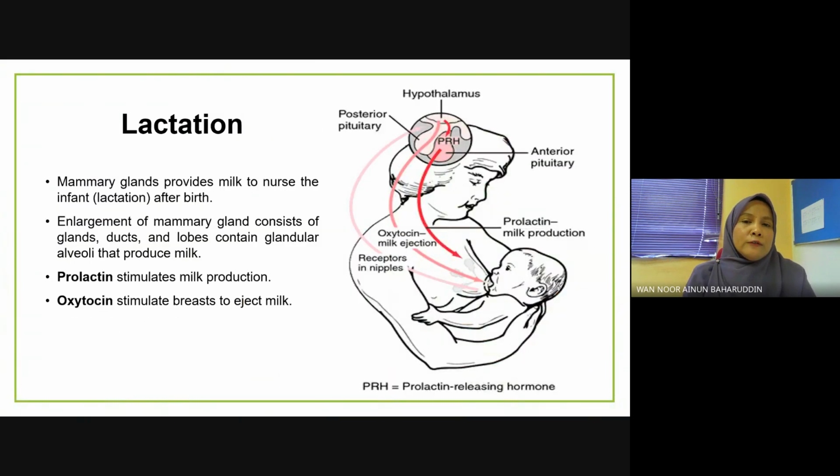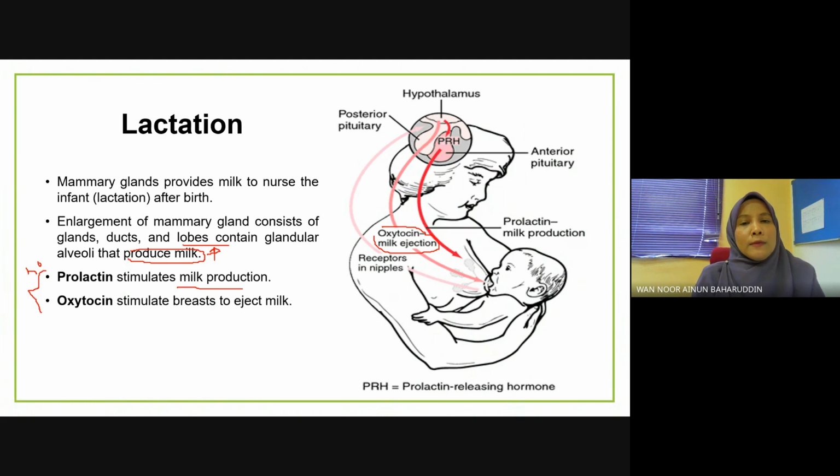And we do have the lactation phase after that because of the oxytocin. Oxytocin is released, so it ejects some of the milk. Okay, and then it provides milk to nurse the infant. Lactation is the enlargement of the mammary glands. There are a lot of ducts and lobes that contain glandular alveoli, most of them to produce milk in a very high volume. And then we have prolactin, which stimulates milk production, and oxytocin, both hormones that stimulate the breast to eject milk.